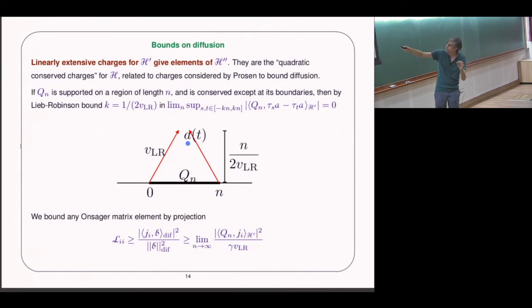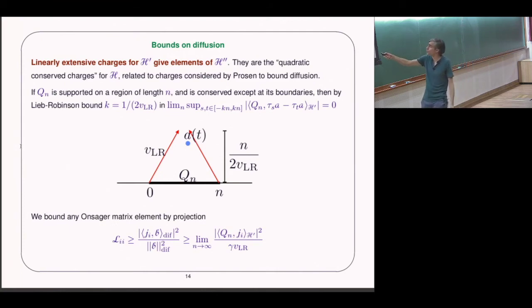propagation of Lieb-Robinson effects. And so you can set your k there exactly as 1 over 2 V Lieb-Robinson, and then you get an exact lower bound for the diagonal Onsager matrix element, which is obtained by overlapping this charge with the currents. This lower bound is something that Prosen had already obtained some time ago. Actually, this is a slightly improved version of his lower bound. It is framed here in the context of these Hilbert spaces, but it's something that was already thought about.